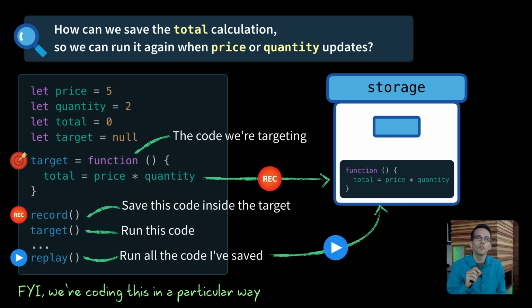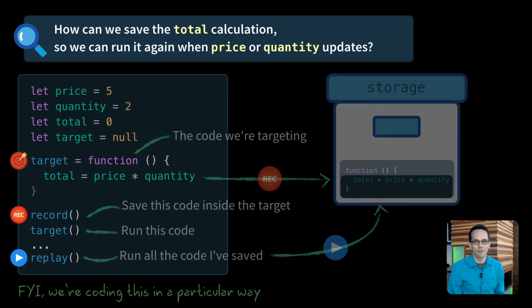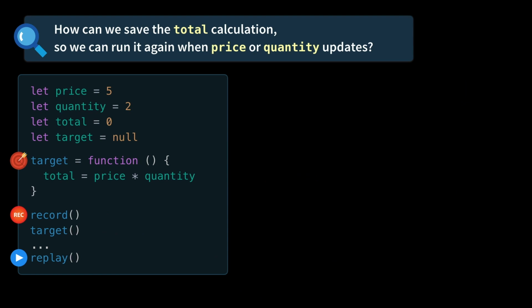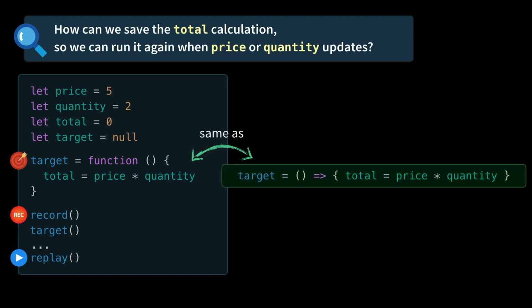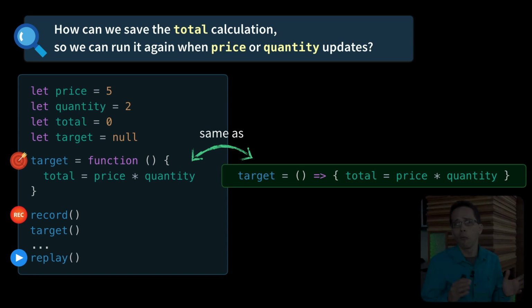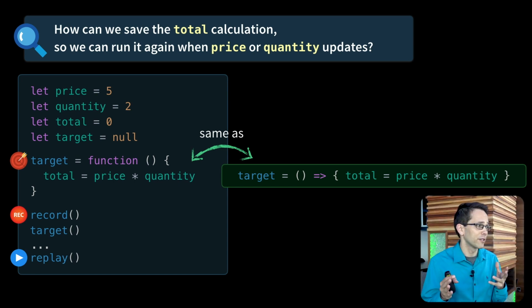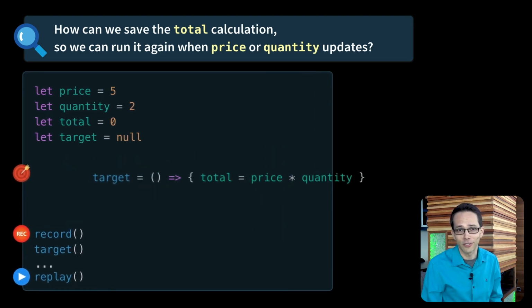Just so you know, there's a few ways we could code up reactivity, and we're going to be coding this in a certain way. So if it looks a little funky, just bear with me. This anonymous function that we're storing in target, there's another way we could write this using this more updated JavaScript syntax. We're going to be using that from now on. At one point in time, I heard a blogger refer to this as the hipster syntax. So we'll use the hipster syntax.